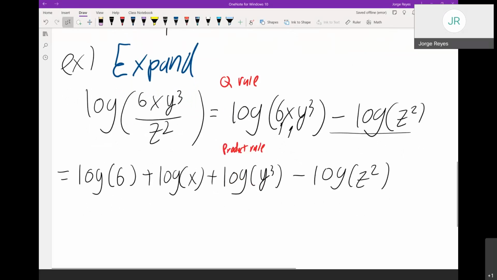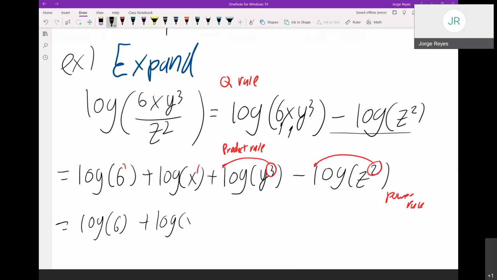And then to finish it off, do the power rule. So this 3, move it in front. This 2, move it in front. These already have 1s. So the final answer should be log of 6 plus log of x plus 3 log of y minus 2 log of z.